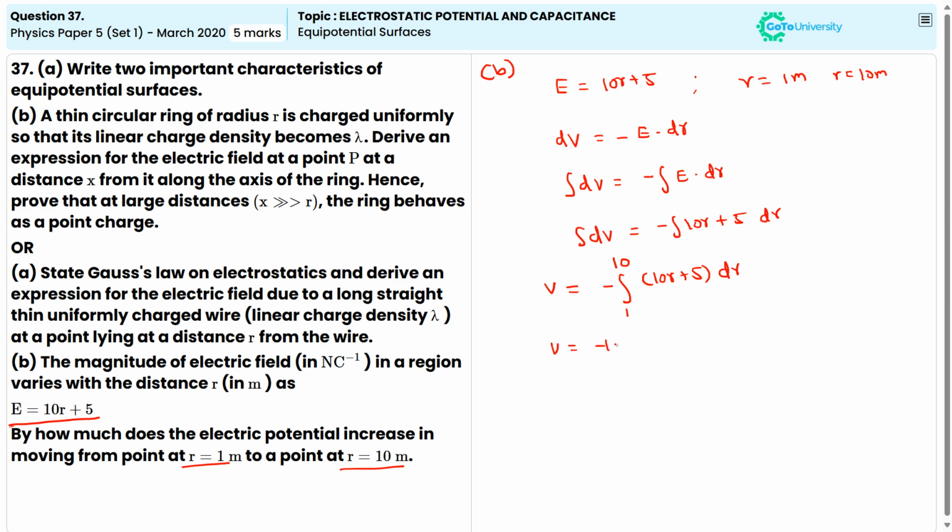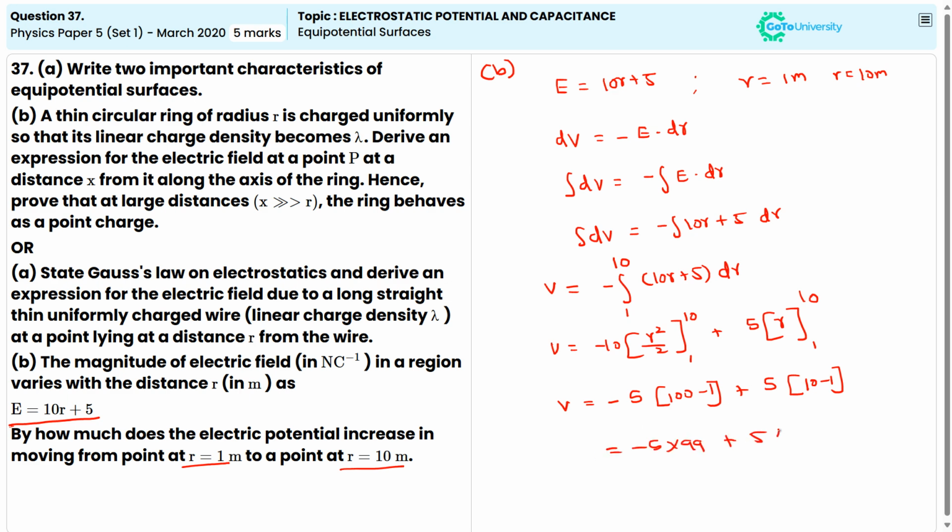So V equal to minus 10 into r square by 2 with the limits from 1 to 10, plus 5 into r with the limits from 1 to 10. If we simplify this, we get minus 5 into (100 minus 1) plus 5 into (10 minus 1). So we have minus 5 into 99 plus 5 into 9. So we get V equal to minus 540 volt. This is the increase in the electric potential.